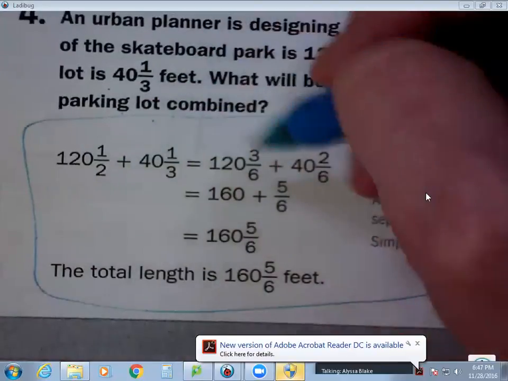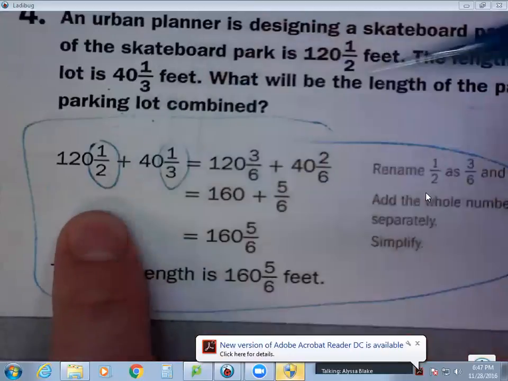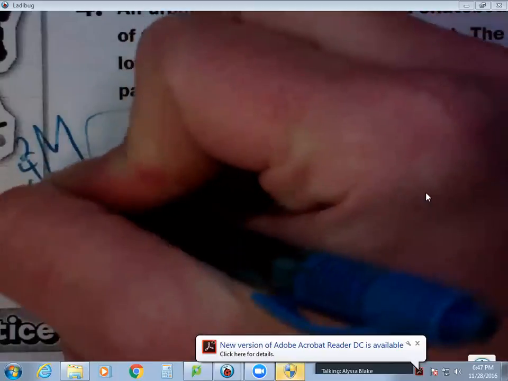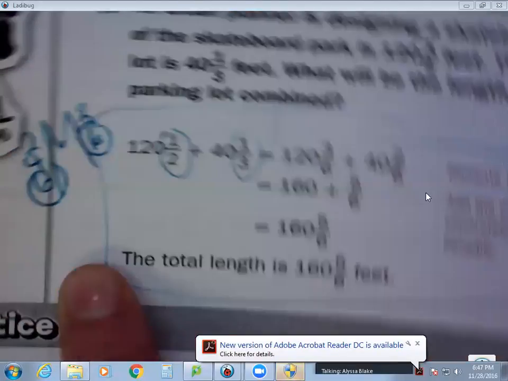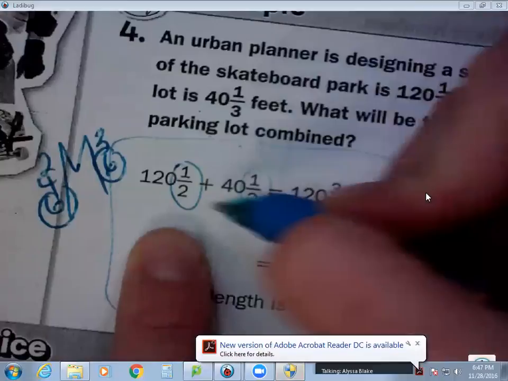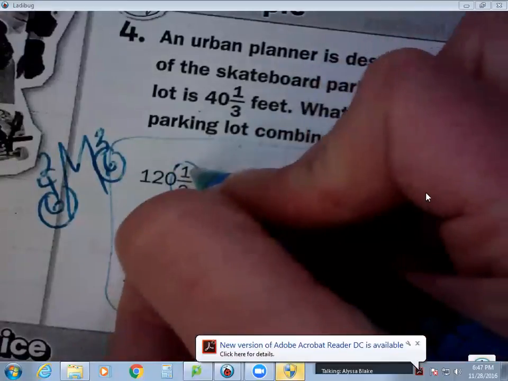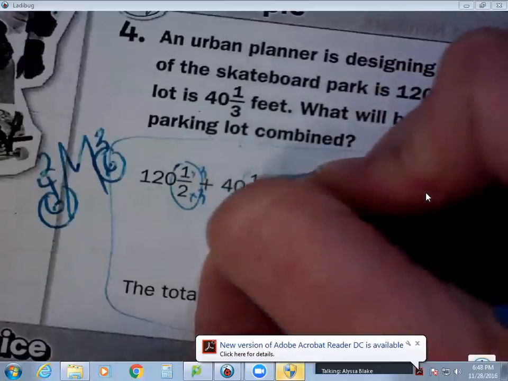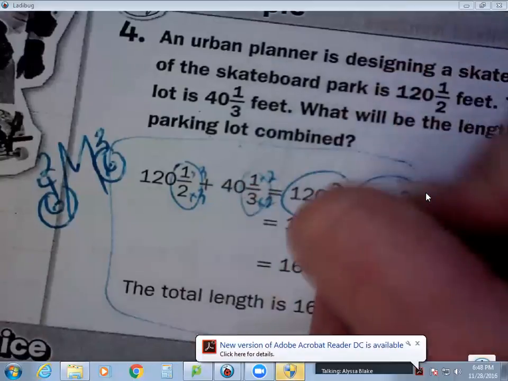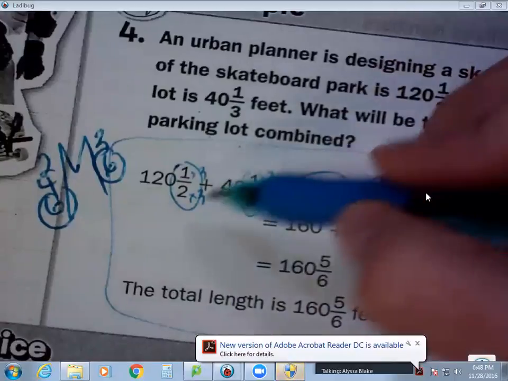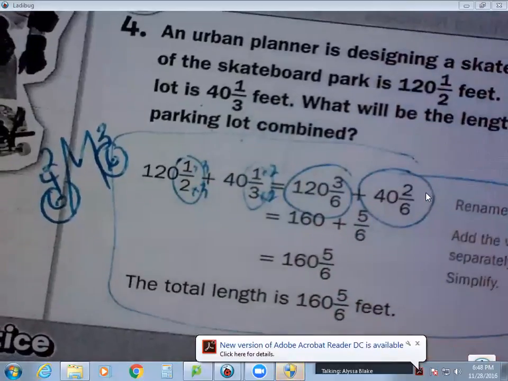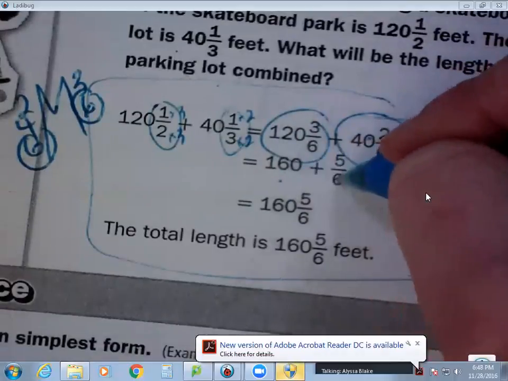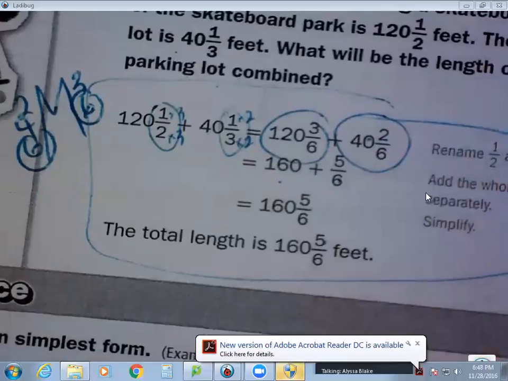So we need to change these to a common, least common denominator. And if we're doing our multiples over here, we know that the least common denominator between 2 and 3 is 6. We've already done it. So we need to change halves to sixths. So times 3 gives us 120 and 3/6. And then these times 2, 40 and 2/6. So we should be getting very good at changing fractions to equivalent fractions. And then you're adding whole numbers and the fractions, and you end up with 160 and 5/6 feet.